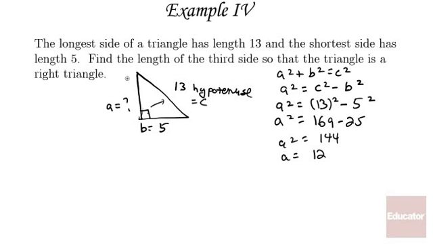So in order for this triangle with a length of 13 for the longest side and the shortest side having a length of 5 to be a right triangle, the third side would have to equal 12. If it did, then you'd have a 5, 12, 13 triangle, and that would be right. That would satisfy the Pythagorean theorem.